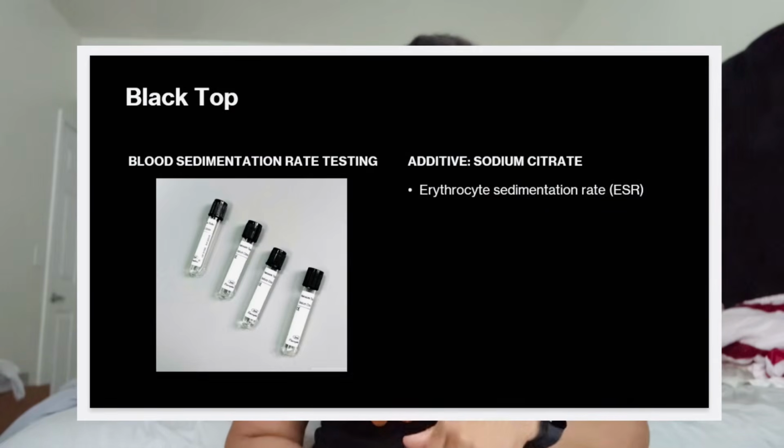Next, we have the black top, which is the blood sedimentation rate testing tube. I've seen these once in a blue moon, and they're not in glass. I've seen them actually in plastic bottles too, but online, I think. Yeah, online. They're always glass. And pretty much they are very simple.